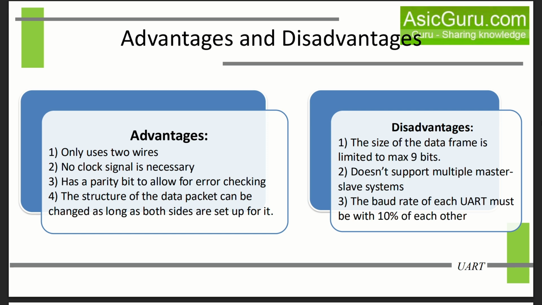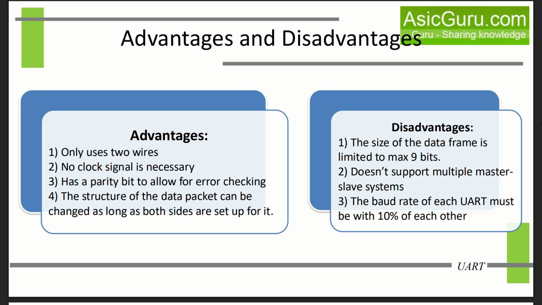The parity bit provides basic error checking capabilities. The structure of the data packet is flexible as long as both sides are configured identically. However, there are some disadvantages to consider too. The size of the data frame is limited to a maximum of 9 bits, so we cannot send more than 9 bits in one frame.